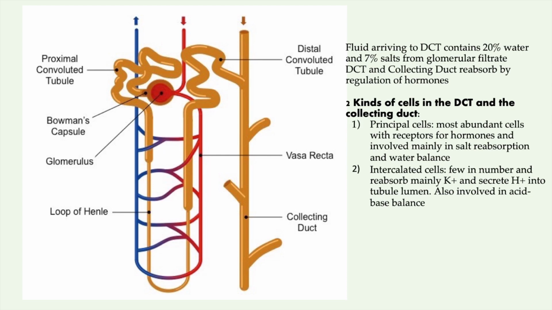Alright, so we're at the Thinkpad and we want to understand the distal convoluted tubule and the collecting duct. First, I want to talk about the fluid composition. The fluid arriving at the distal convoluted tubule contains 20% water and 7% solutes. As we talked about before, this is because the ascending limb is impermeable to water. The distal convoluted tubule is somewhat impermeable to water, but some water can be reabsorbed.